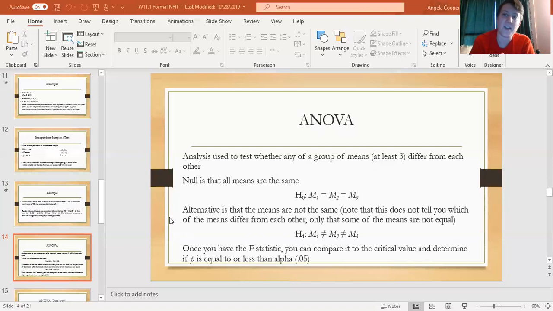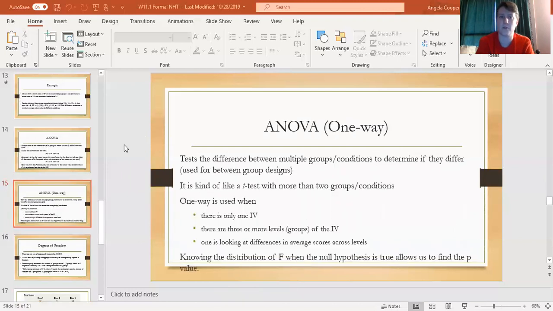But the ANOVA test uses the F statistic, and we can compare it to the critical F value, or we can find the p-value and still compare that p-value to alpha, typically 0.05, to determine if we would reject the null or retain the null. But this is where we're comparing three different groups.